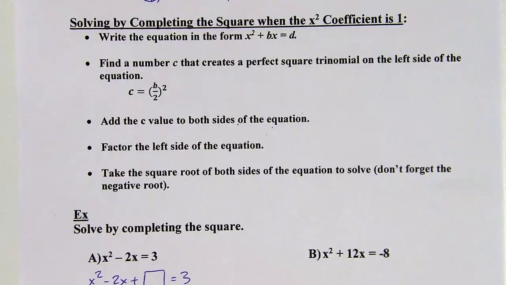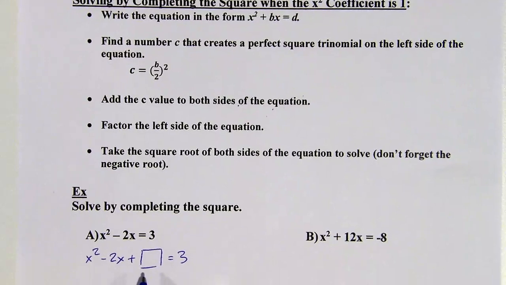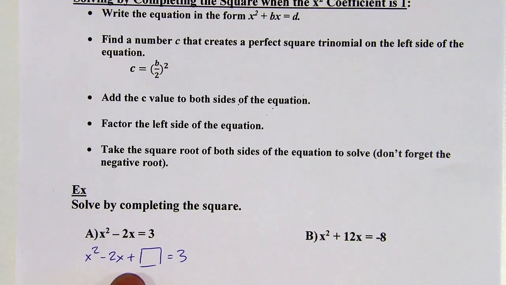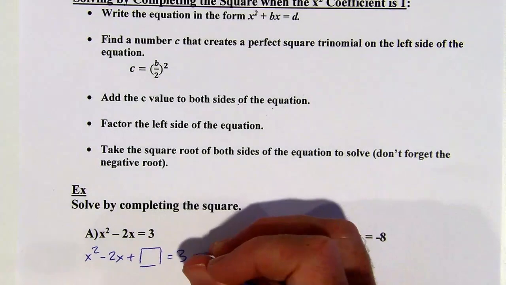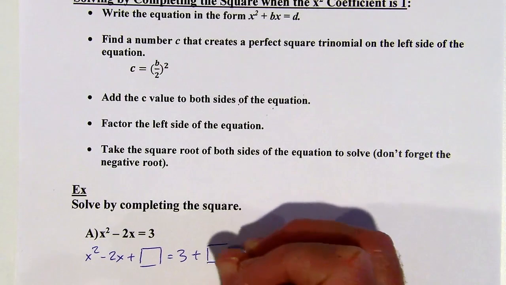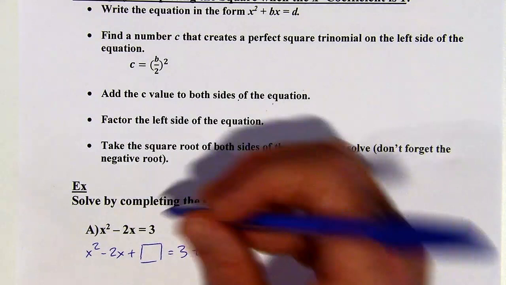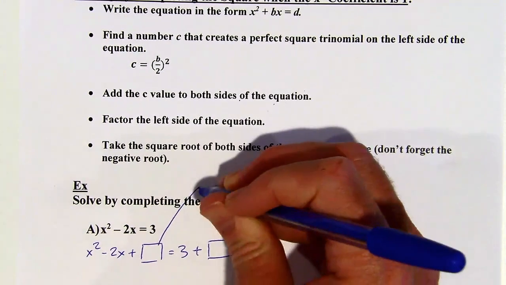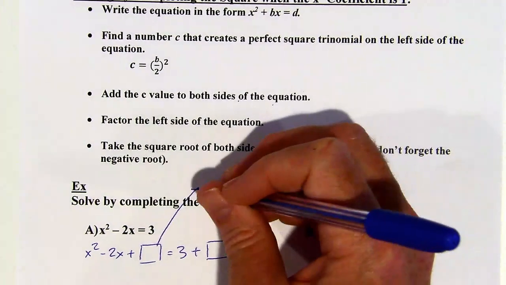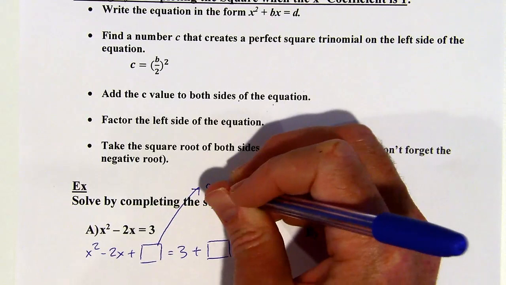Next thing I'm going to do is create a perfect square trinomial on the left side of the equation. Okay. So I'm going to add something to the left side of the equation so that this is a perfect square trinomial. Now I can add whatever I want to the left side of the equation as long as I add the same thing to the right side of the equation. Okay? All right. And then the way I'm going to find this number is using that little formula. So this is going to be the c value, right?